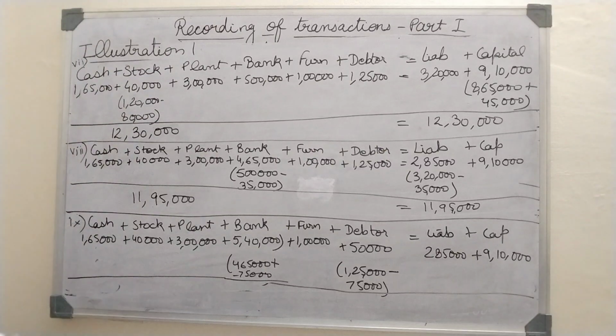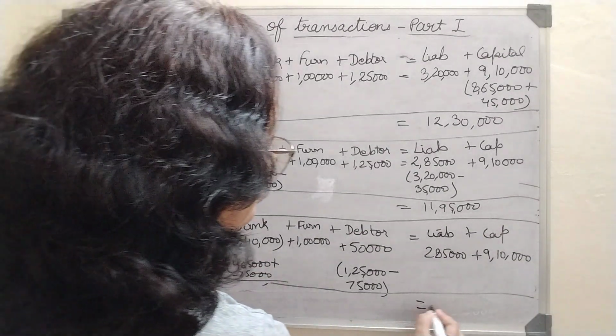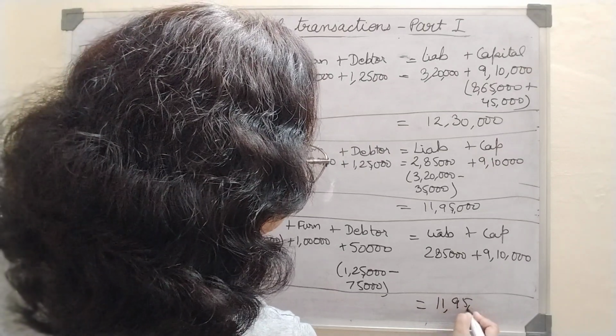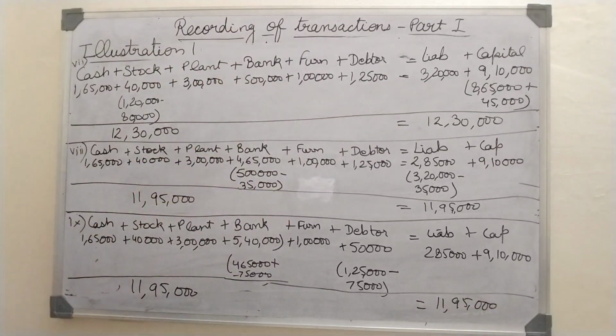All our amounts, it is 1,65,000 plus 40,000 plus 3 lakh plus 5,40,000 plus 1 lakh plus 50,000 is equal to 2,85,000 plus 9,10,000. So it is 11,95,000. Again, it has no effect. Why? Because on the same side, I have subtracted from one place and added to another place.